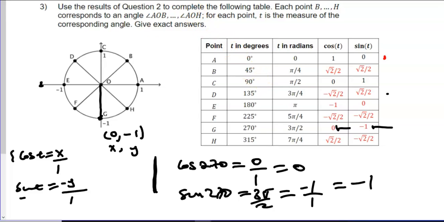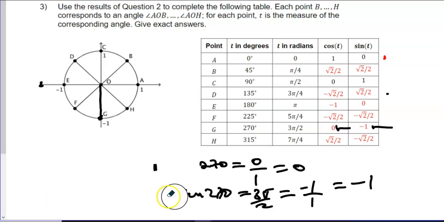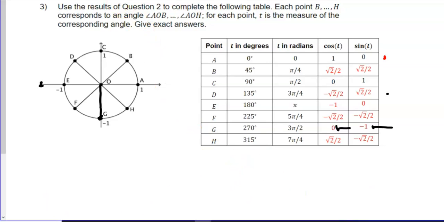What you can also do is that at that point, x is 0 and y is -1. At that point, this line is lying along the same point as the 90-degree line. And at 90 degrees, we had 0 and 1. And because here we are in the negative region, the sine turned into -1, as we can see, and then the cosine is 0, as we can see. Now we move to the point H, which is our last point.